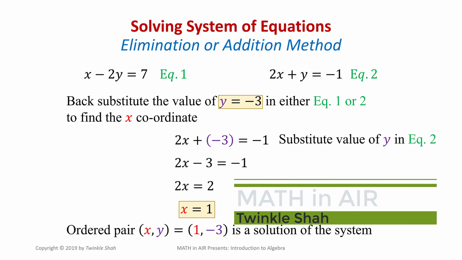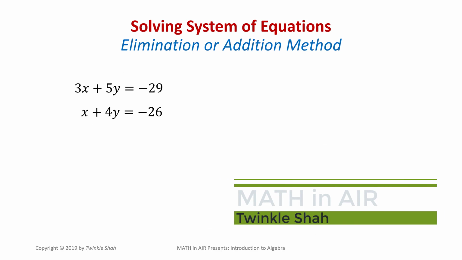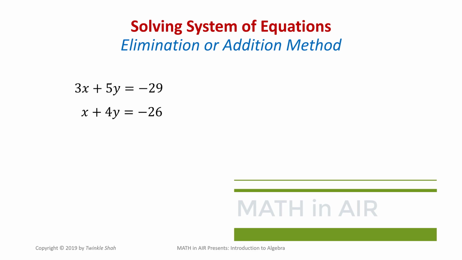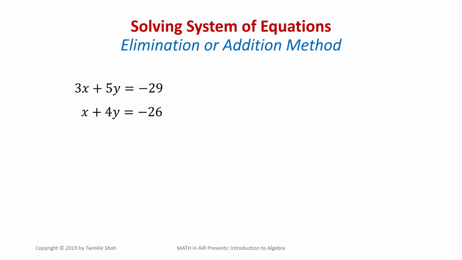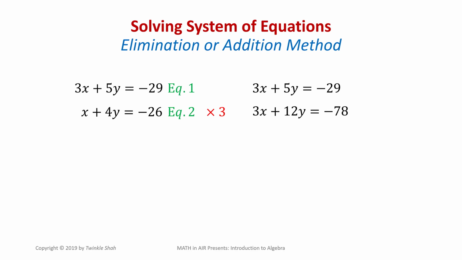Let's look at another example. We have two linear equations: 3x plus 5y is equal to negative 29 and x plus 4y is equal to negative 26. Call them equations 1 and 2. Here we can eliminate variable x. To do that, we can multiply equation 2 with the number 3. Let's write down equation 1 as it is. Multiply equation 2 with 3. Therefore we get 3x plus 12y is equal to negative 78.